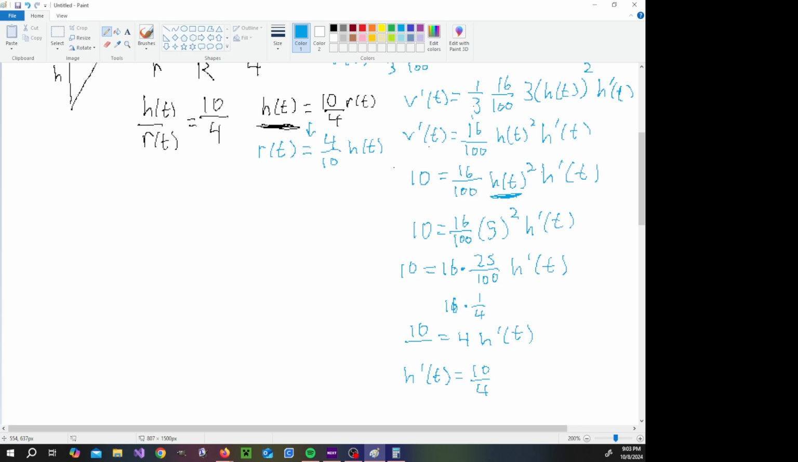Okay, very good. So how fast is the water level rising when the water is 5 feet deep? 10 fourths cubic feet per minute. Oh, sorry. Water level is just going to be feet. That is a normal distance. Height gives you feet, so h prime gives you feet per minute. Very good.